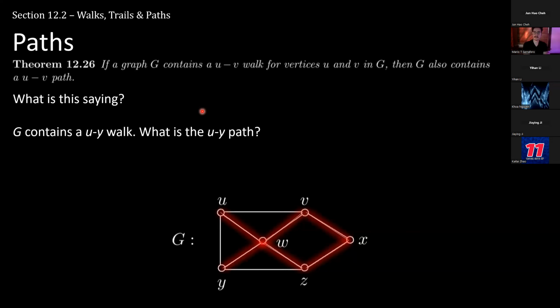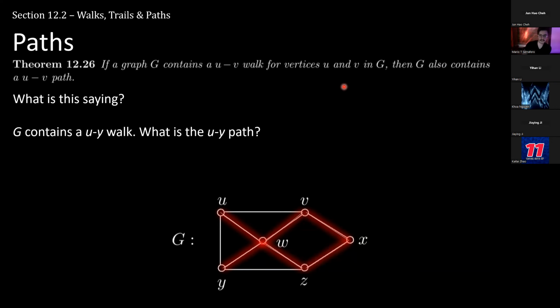Then we have this theorem. This theorem says, if a graph G contains a UV walk for vertices U and V in G, then G also contains a UV path. So what is this saying?